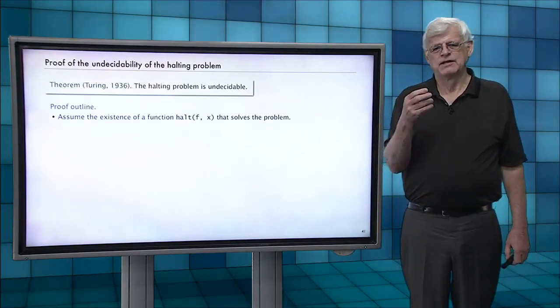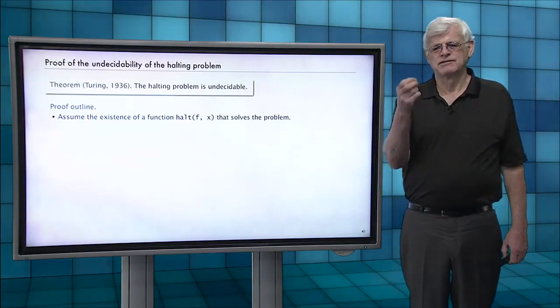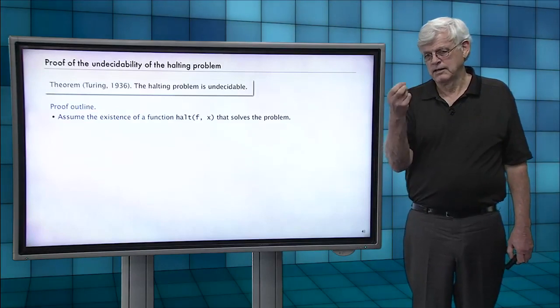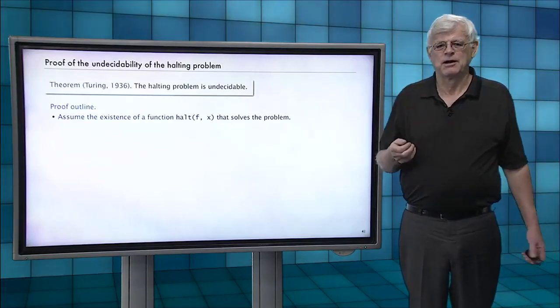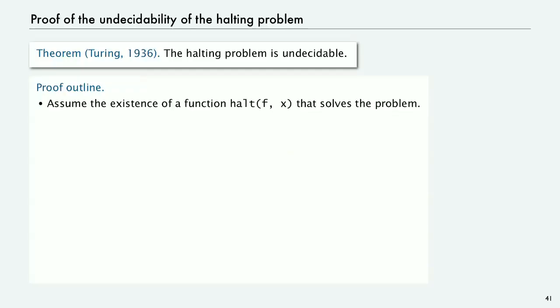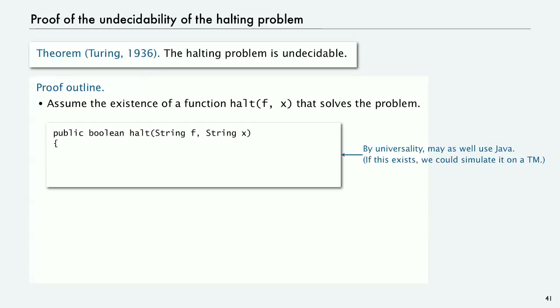We're going to assume that there's a function, halt, that takes the code of a function, say as a string, and an input to that function, x, and solves the problem. For any function and any input to that function, halt will tell us whether or not it goes into a loop. And again, we might as well use Java because we could phrase the same thing on a Turing machine. So this is an amazing function. You have some terribly clever analysis of f and x, and it can return true or false. Either it halts or it doesn't halt.